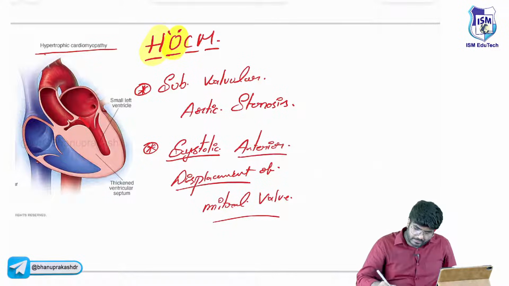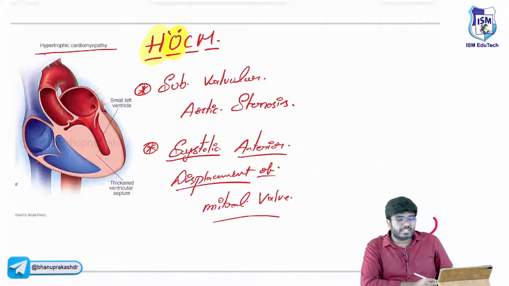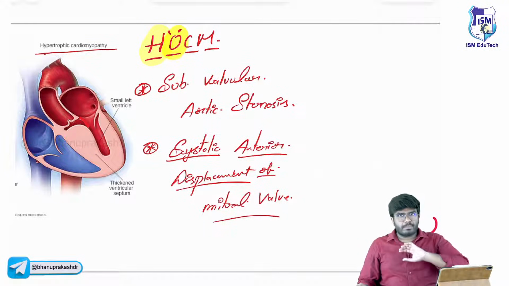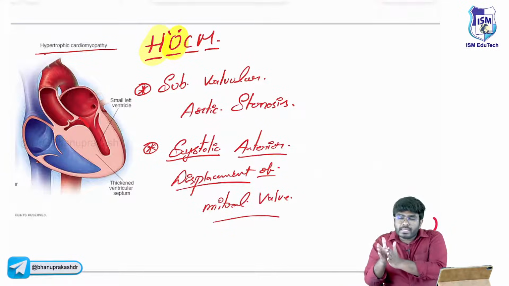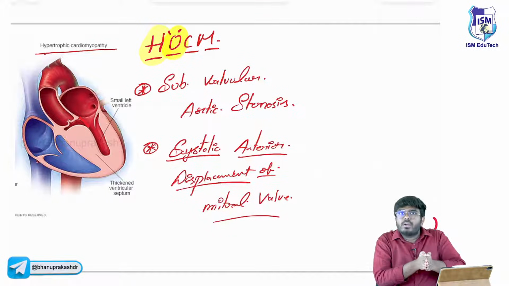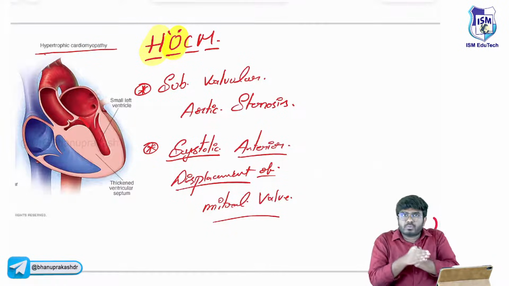Systolic anterior displacement of the mitral valve, sir. So what exactly is the systolic anterior displacement of the mitral valve? I have explained you. Say simple. When the jet of blood is ejecting into the aorta with such a high velocity, this high velocity blood will actually drag the mitral valve. It will actually drag the mitral valve towards the septum.